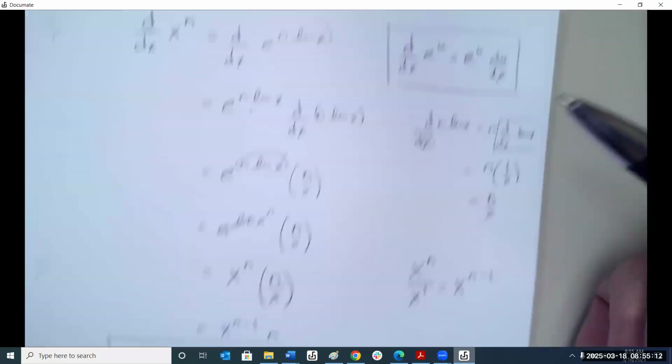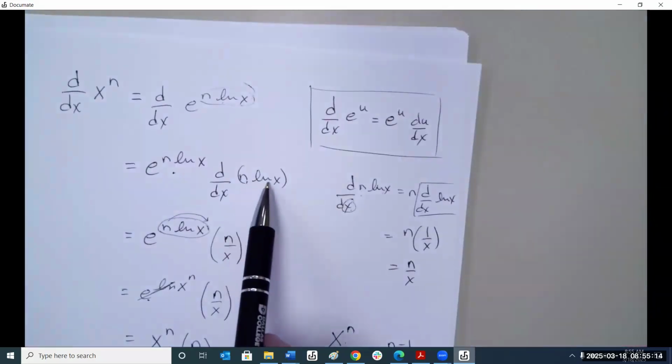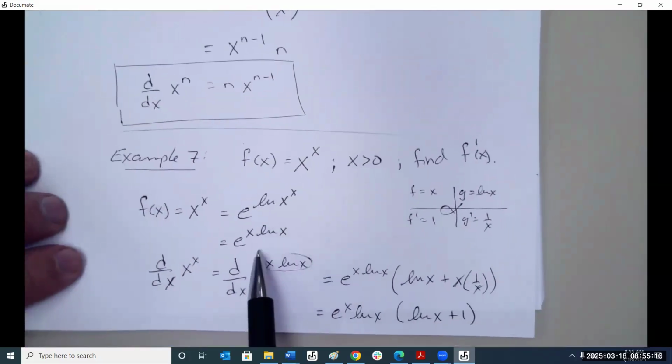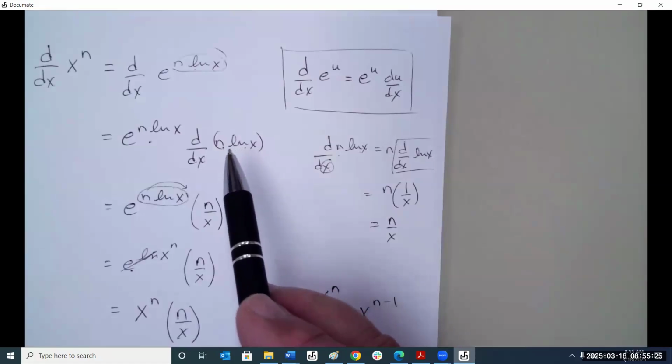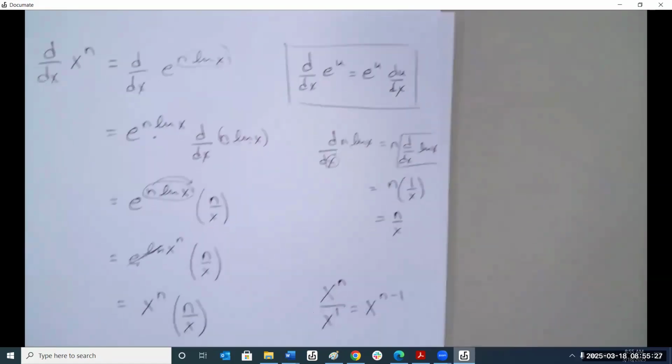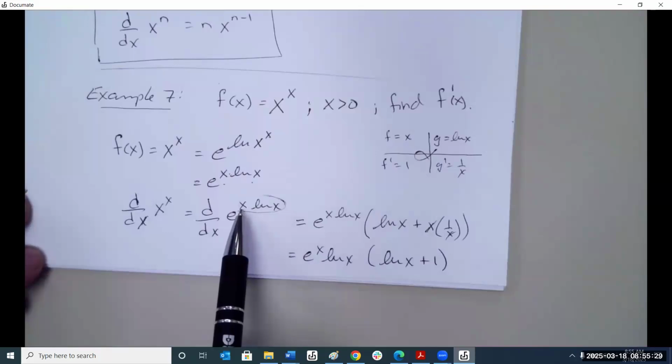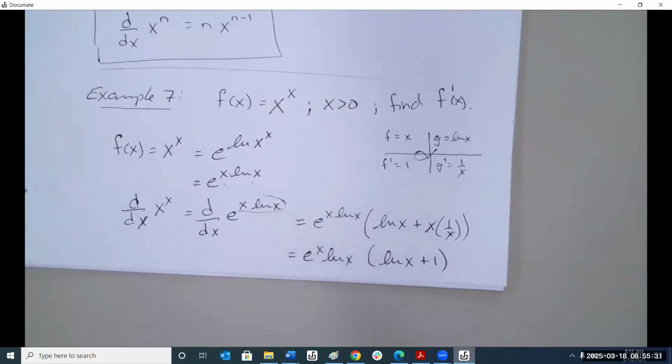There's a difference between n ln x and x ln x. This is a product rule. This is like 3 times ln x. The 3 doesn't do anything to the function. But because we have to take a derivative with respect to x, that's a product rule. Good, very good observation.